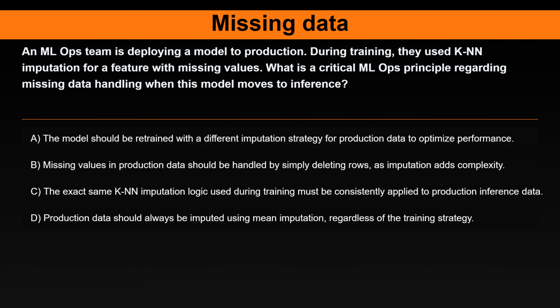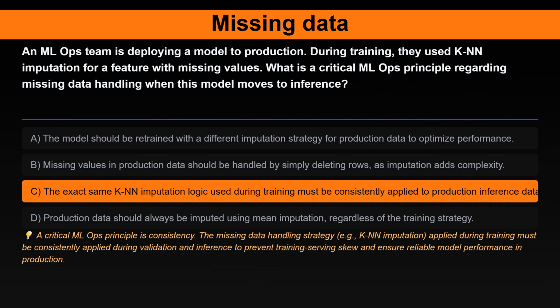Question 11. An MLOps team is deploying a model to production. During training, they used KNN imputation for a feature with missing values. What is a critical MLOps principle regarding missing data handling when this model moves to inference? Option A, the model should be retrained with a different imputation strategy for production data to optimize performance. Option B, missing values in production data should be handled by simply deleting rows, as imputation adds complexity. Option C, the exact same KNN imputation logic used during training must be consistently applied to production inference data. Option D, production data should always be imputed using mean imputation, regardless of the training strategy.